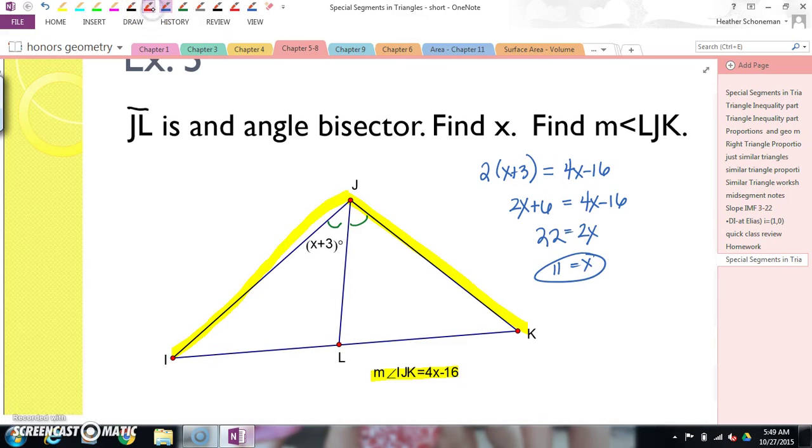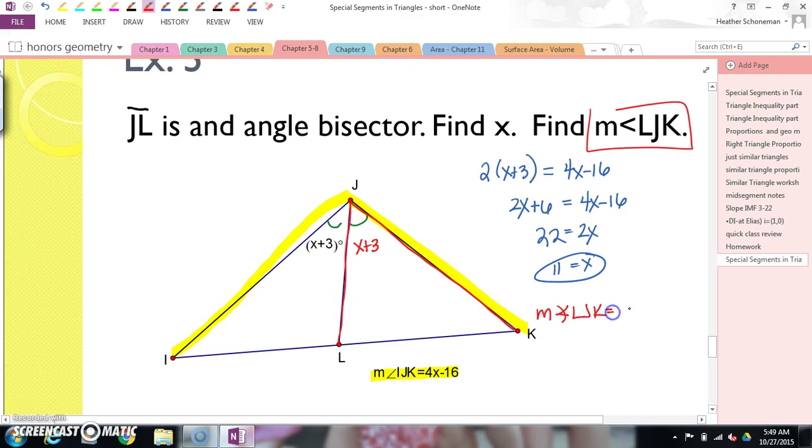But the question's not done. They want us to find the measure of LJK. We'll trace it out. That's L to J to K. They want this side. Because it's an angle bisector, the two sides have to be equal. So if the left was x plus 3, this one was x plus 3. So the measure of angle LJK is going to be 11 plus 3, which is 14.